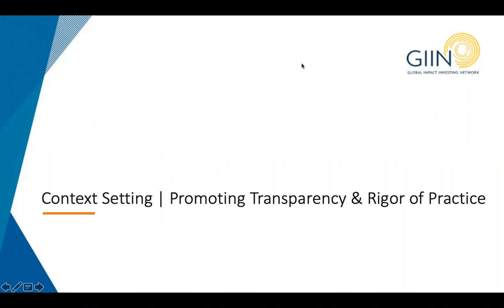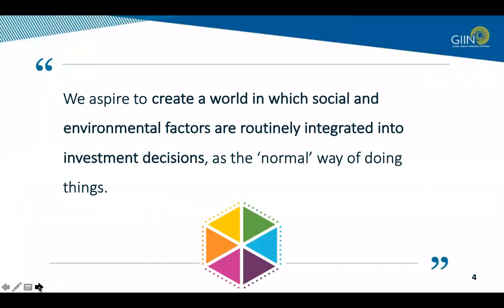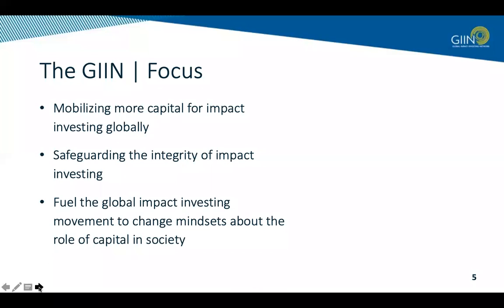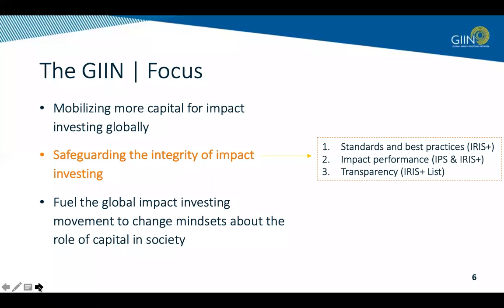So on that note, a lot of context about the importance and our focus on promoting transparency and rigor of practice, which is informing the development of this new functionality. As you all know, at the GIIN, we aspire to create a world in which social and environmental factors are routinely integrated into the way of making decisions and doing business, and that becoming the normal way of doing things. And to that end, there's three strategies that at the GIIN we focus on. The first one is mobilizing more capital for impact investing globally. The second one is safeguarding the integrity of impact investing. And the third one is fueling the global impact investing movement to change the mindset about the role of capital in society. So the work that we do, particularly with our impact measurement and management program and IRIS Plus, speaks to this second point, safeguarding the integrity of impact investing.